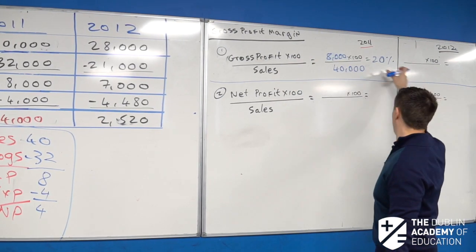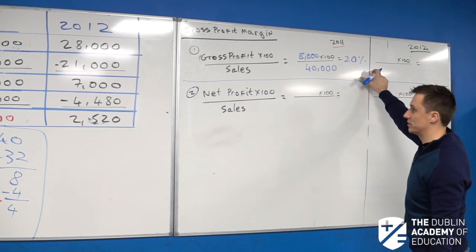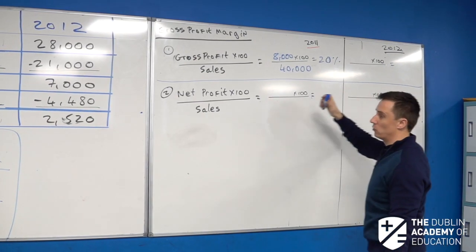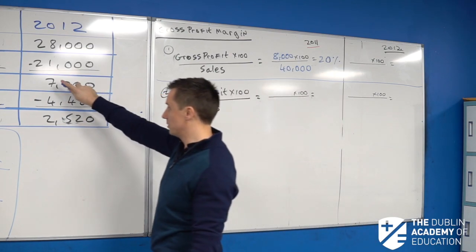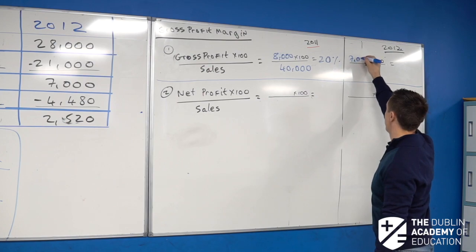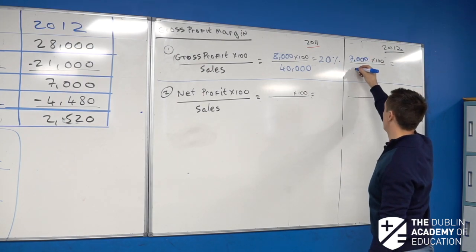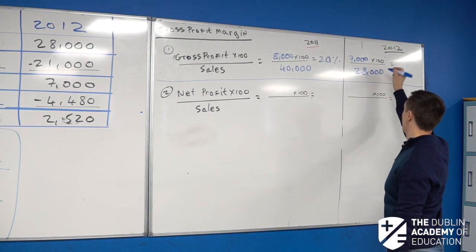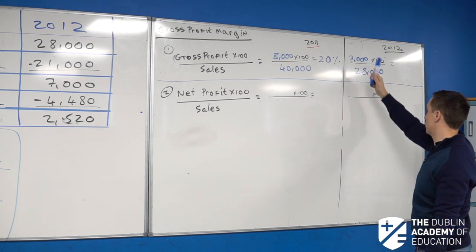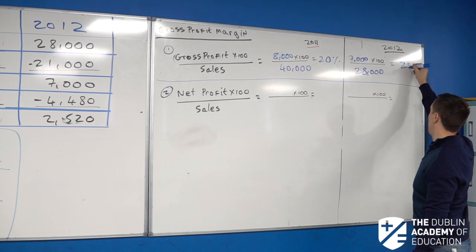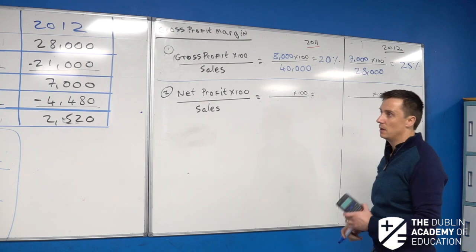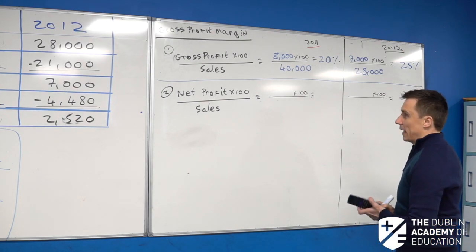Now, we'll jump over and do 2012, and we'll then look in a second at what that means, right? So let's look at 2012. What was the gross profit in 2012? It was 7,000. So I slap that in here, and then I divide it by 28,000. So again, 7,000 multiplied by 100, press equals, divide by 28,000. The answer that's going to pop up in your calculator is 25. You put that as a percent. Okay, so 25%.